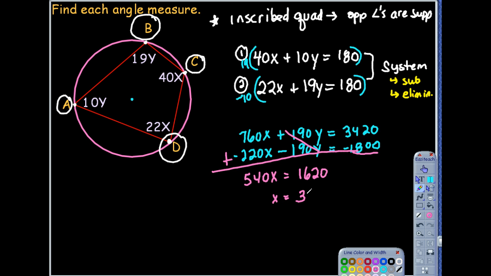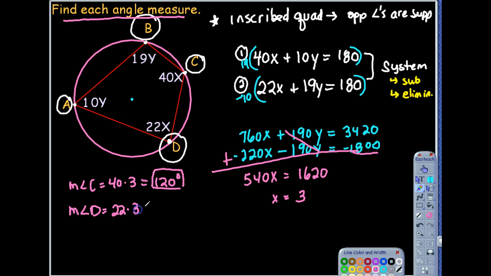Okay, so here's the deal. It said find each angle measure. It didn't really say find x or find y, but we need that to find the angles. Now, could we find some of the angles now that I have x equal to 3? Absolutely. For example, angle C was 40 times 3, so that's going to be 120 degrees. So there's one. And angle D was 22 times 3, which is going to give us 66. Really, I could substitute my x back into the equation to solve for y.